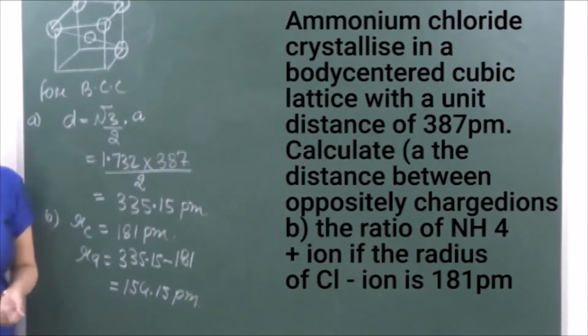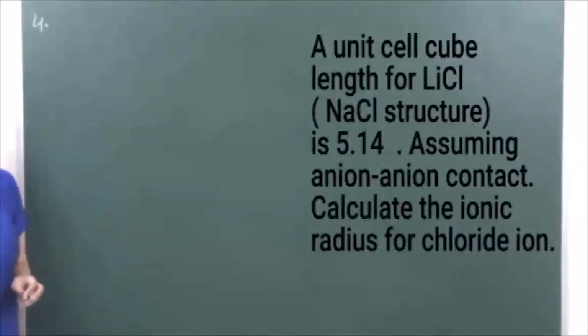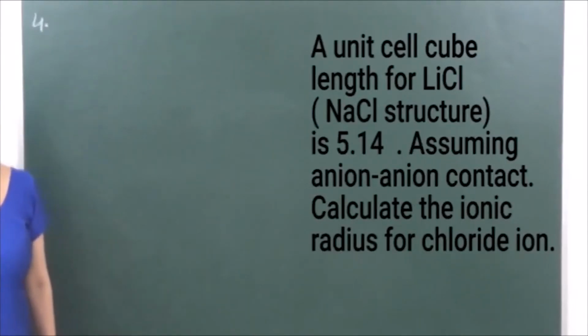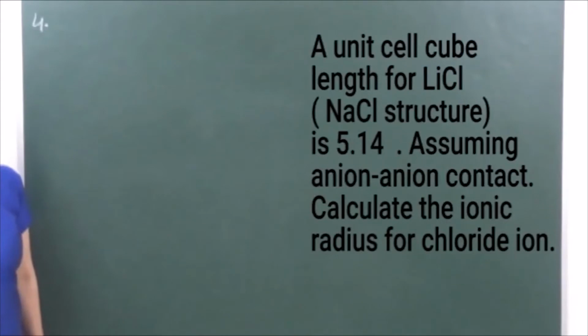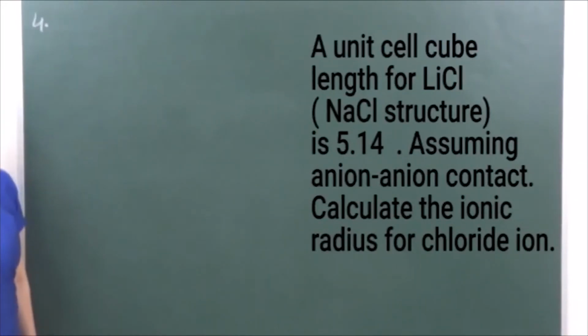Let's discuss one more of the same kind. The question is, a unit cell cube length for LiCl, lithium chloride, having NaCl structure is 5.14 angstrom. Assuming anion contact, calculate the ionic radius for chloride ion. Okay, now here what we have is NaCl structure, and NaCl structure, rock salt structure, which we have already done, that is FCC structure.